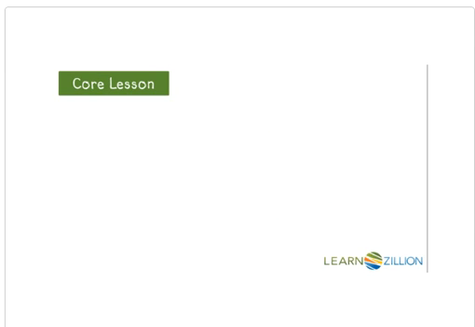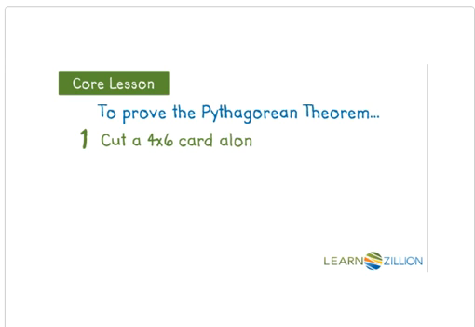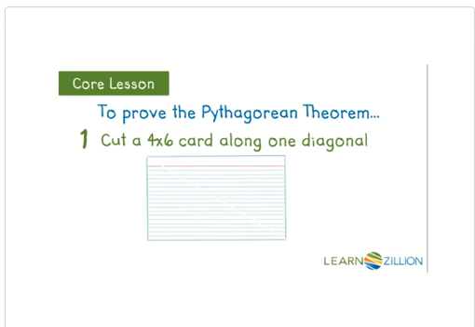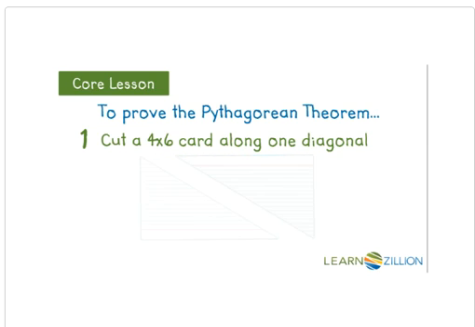So in our core lesson, to prove the Pythagorean theorem, we're going to go through an investigation and a series of steps. For step 1, we're going to cut a 4x6 card along one diagonal. And this produces two identical right triangles.